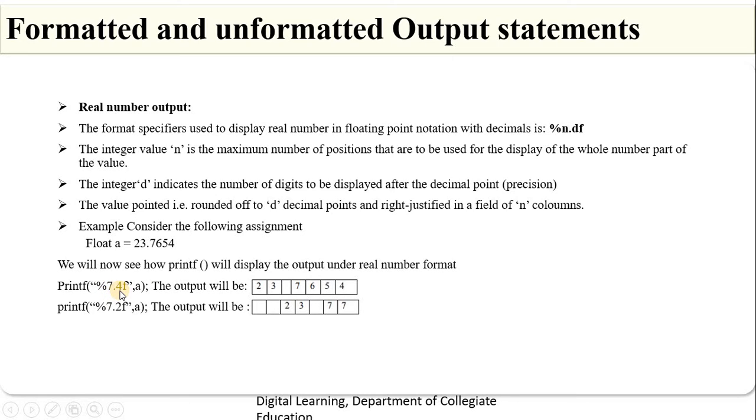So it means that you can have 4 numbers after the decimal point, right? 7654 could be there, and this 23 combinedly, there are a total of 7 spaces available. 23 will be here, dot will be here, 7654, total 7 spaces.